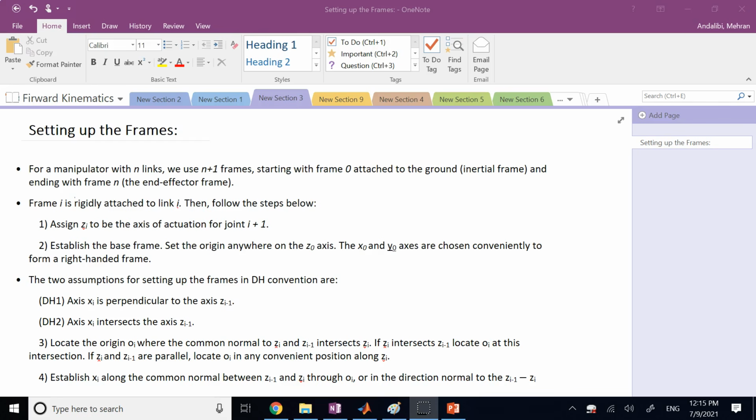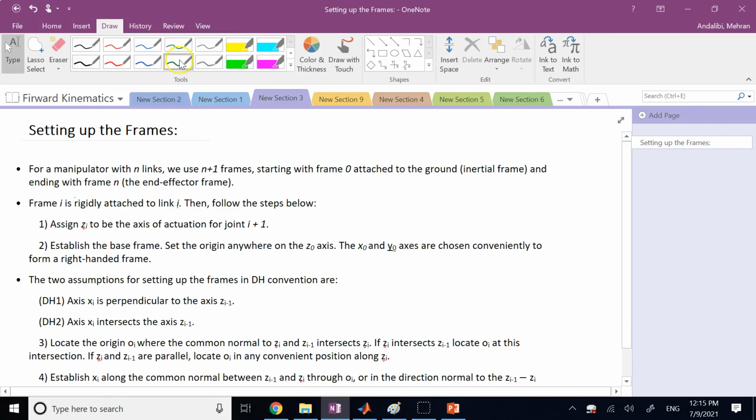Okay, so now the important thing is setting up the frames properly. And I mentioned all of this implicitly during the video so far and in previous videos, but just re-emphasize everything. If you have a manipulator with n degrees of freedom or n links, you really need n plus 1 frames. From frame 0, which is attached to the ground, that's your inertial or base frame, all the way to frame n, which is attached to your end effector. Z's are the actuation axes. Zi is the actuation axis for joint i plus 1.